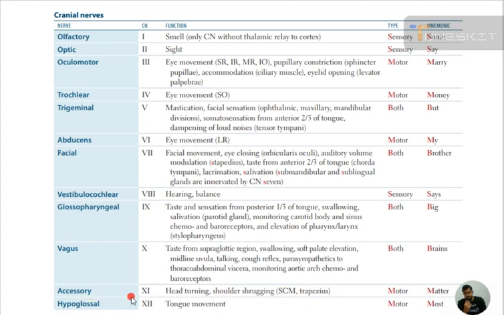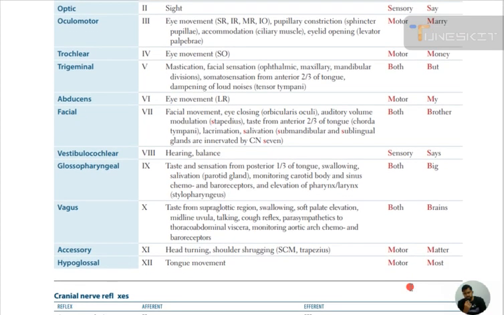So the next nerve is the accessory cranial nerve, which is the 11th. It is involved in head turning and shoulder shrugging as it supplies the sternocleidomastoid and trapezius. It is motor in nature. The next and last one is the hypoglossal nerve. It is involved in tongue movement, so it is also motor in nature.